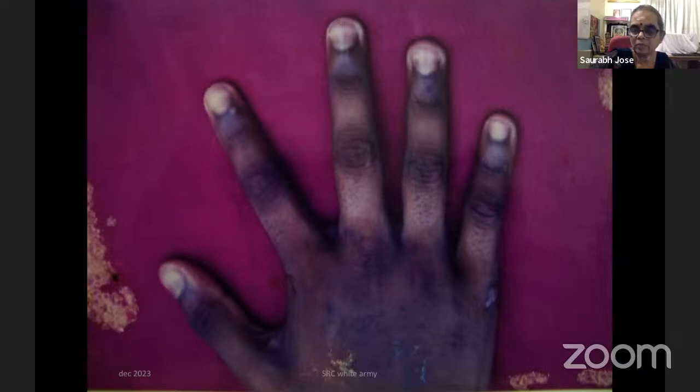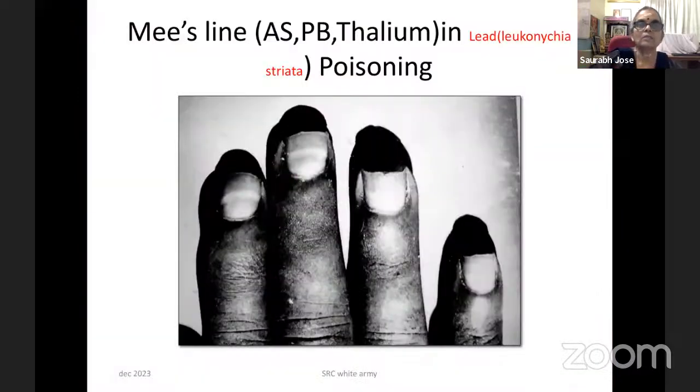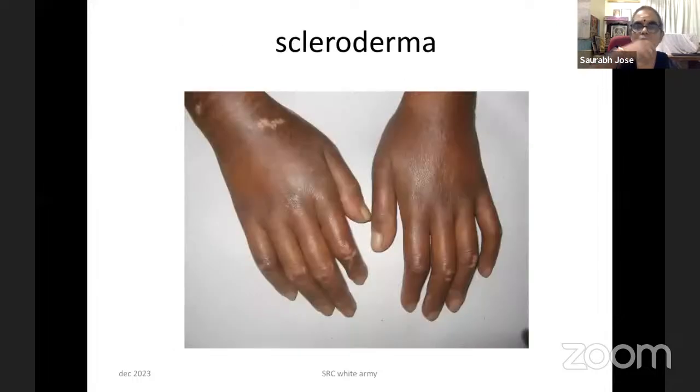This is from one of my early patients, soon after my graduation when I started working in that place. And this is lead. You can see the vitiligo-like patches, joint involvement, edematous skin. So this person having neuropathy has an autoimmune disease, scleroderma.